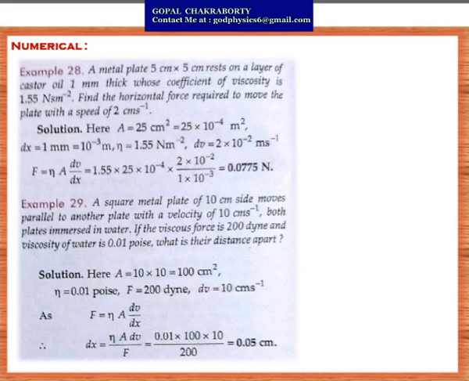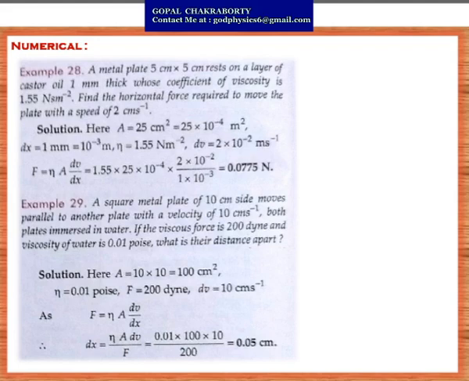If you substitute all the values, what you will get: 1.55 into 25 into 10 to the power minus 4 into 2 into 10 to the power minus 2, whole divided by 1 into 10 to the power minus 3. So ultimately this gives you 0.0775 Newton.